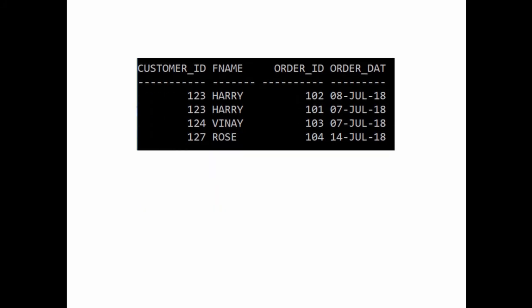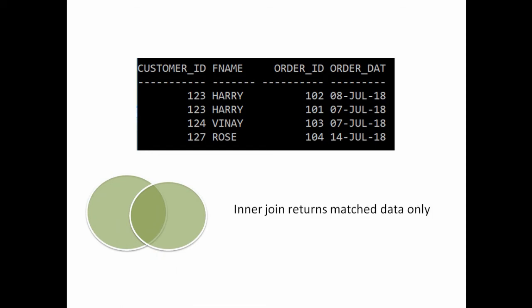Now by just looking at this, we can say that order ID 101 has been placed by the customer ID 123, whose name is Harry. So Harry is a customer who placed the order 101. So with the use of inner join, we can solve the problem, but the inner join will only give us the intersected part. So what if we need the other data as well? In this case, inner join will not work, so at that time we may need outer join.